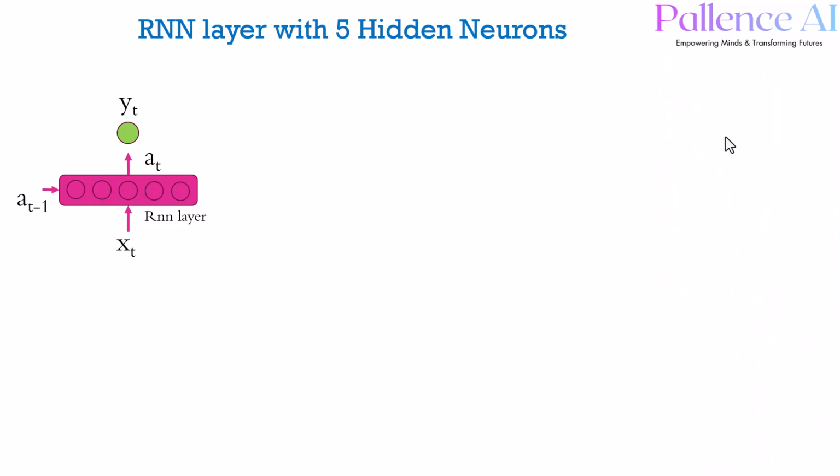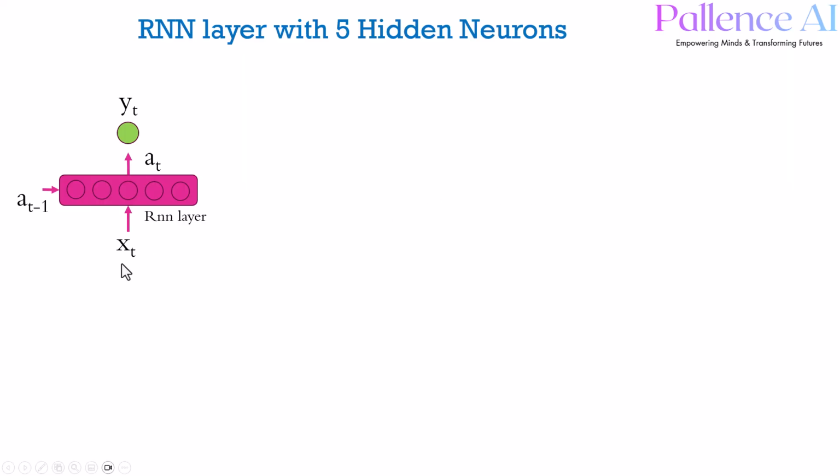So what I'm going to do is explain a simple RNN layer with 5 hidden neurons. All right, so what you see here, the schematic, is a simple architecture of a simple RNN layer. Let me first talk about XT. What is XT? XT is your input data. So let's say it's your input sequence.